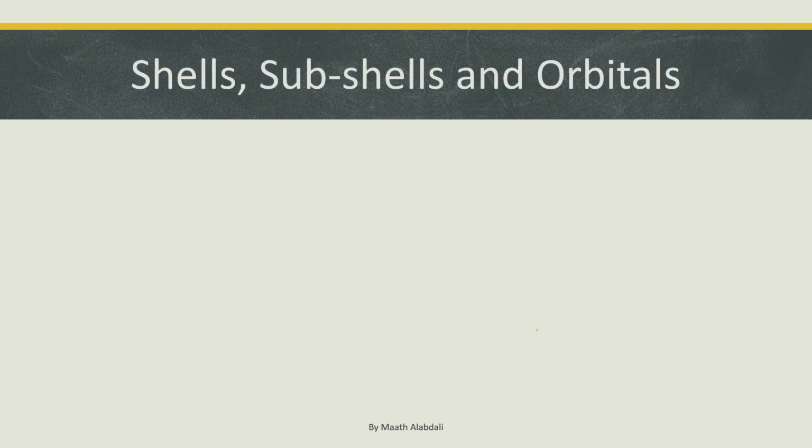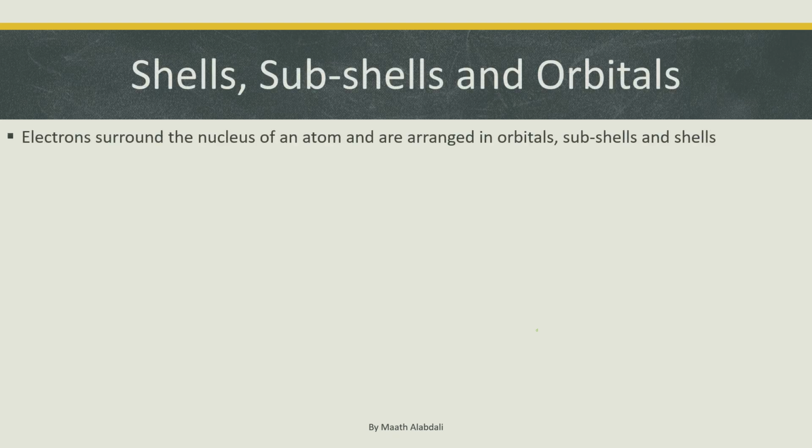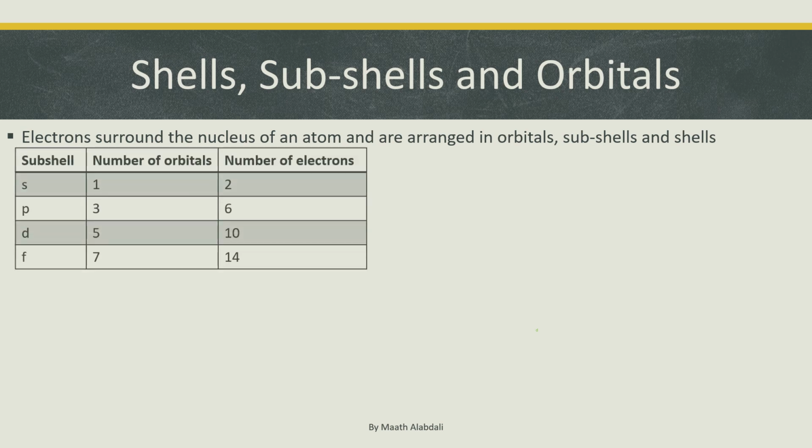Shells, subshells, and orbitals. Electrons surround the nucleus of an atom, and they are arranged in orbitals, subshells, and shells. There are different subshells: S subshell, P subshell, D subshell, and F subshell. In the S subshell, there's a total of 1 orbital. P subshell, there's 3, D is 5, and F is 7.